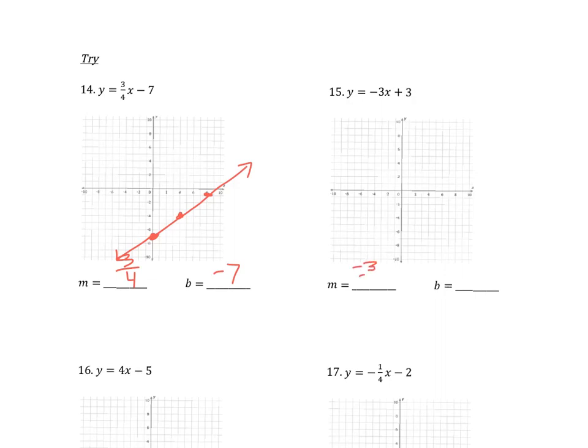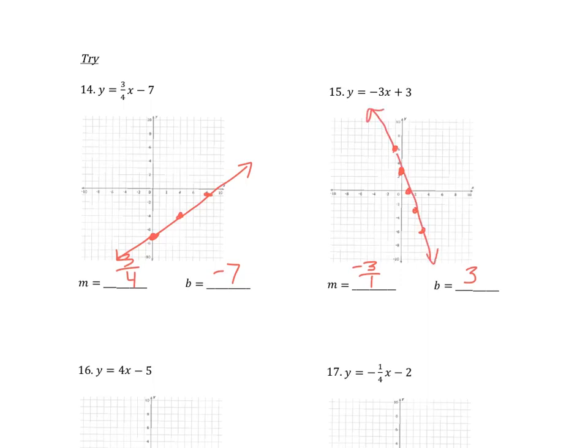Okay, number 15, my slope next to x is -3. Remember, I like to see them as fractions because that gives me a rise and my run, so I put -3 over 1 for my slope. B is a number by itself, that's a +3. So B is where you begin at +3. And then my slope of -3 over 1 tells me to go down 3 over 1. You can also go up 3 and left 1 if you want to go the opposite direction.